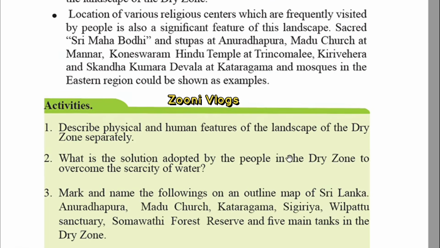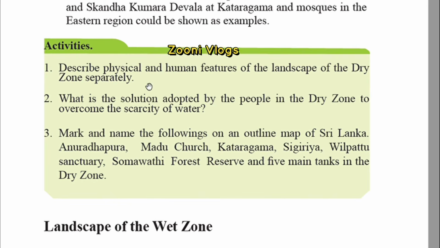And the other one is an activity: describe the physical and human features of the landscape of the dry zone separately. Now you know how to describe the physical and human features of the landscape of the dry zone separately. What is the solution adopted by the people in the dry zone to overcome the scarcity of water? We discussed this. Mark and name the following on an outline map of Sri Lanka.